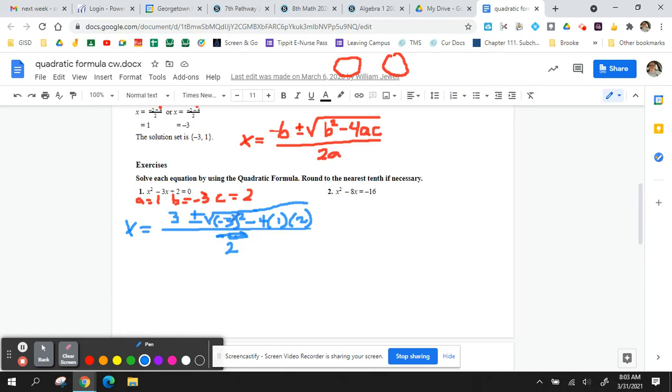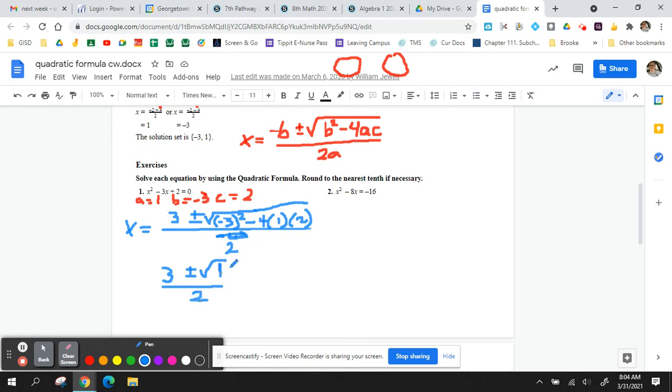All right, so what we want to do is you can use your calculator, you can use Desmos, but we want to find out what is the square root of negative 3 squared minus 4 times 1 times 2. You can also work it in your head, so that's what I'm going to do. Negative 3 times negative 3 is 9, so keep that in mind. 4 times 1 is 4, 4 times 2 is 8. So what is 9 minus 8? All right, and you get 1. So we have 3 plus or minus the square root of 1 over 2.